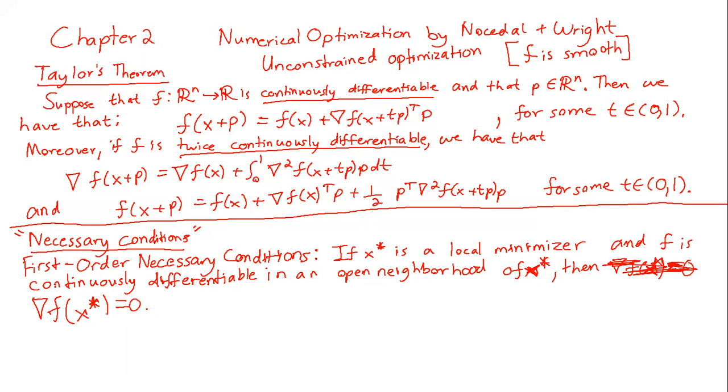The way that the proofs went for this was related to proof by contradiction. So it would say, suppose that this does not hold true at the local minimizer. Then they went through and were able to use properties of continuity as well as Taylor's theorem and demonstrate that if this is not 0, then x star could not be a local minimizer.